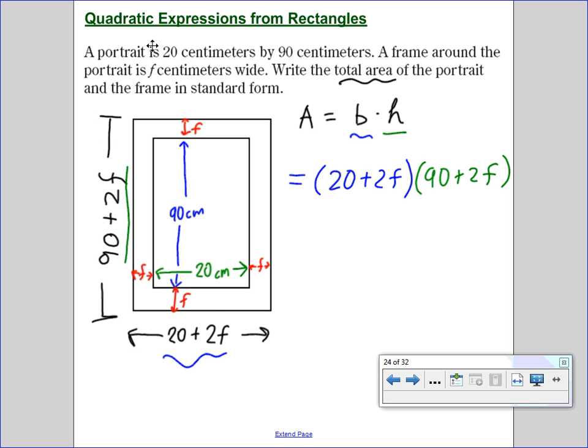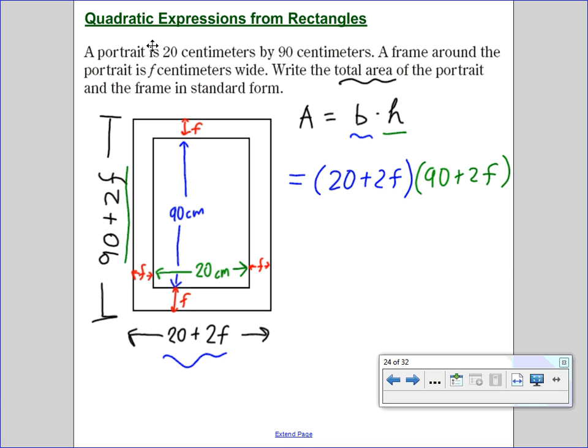All right, ladies and gentlemen, here's an expression for the total area of portrait plus frame. Is this in standard form? This is not in standard form. It's in factored form. You recognize that with your parentheses multiplying together. That's called factored form, and you did that for the whole last half of Unit 5. You rewrote it in factored form.